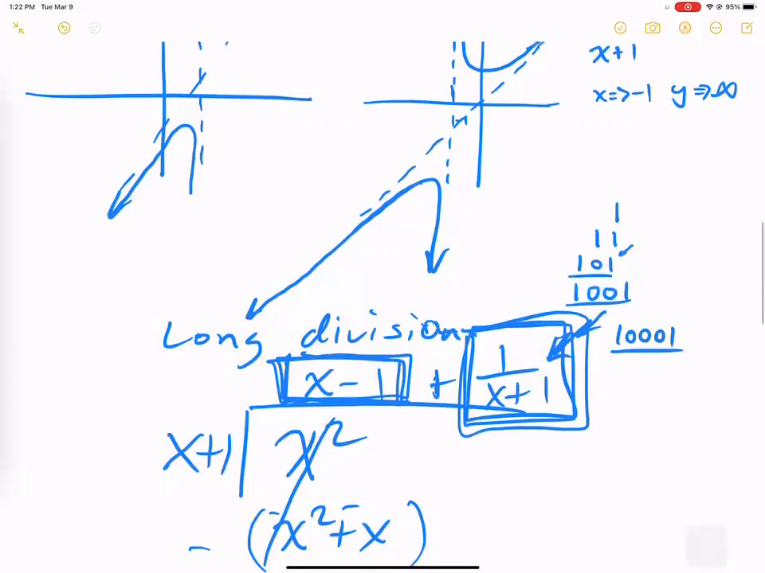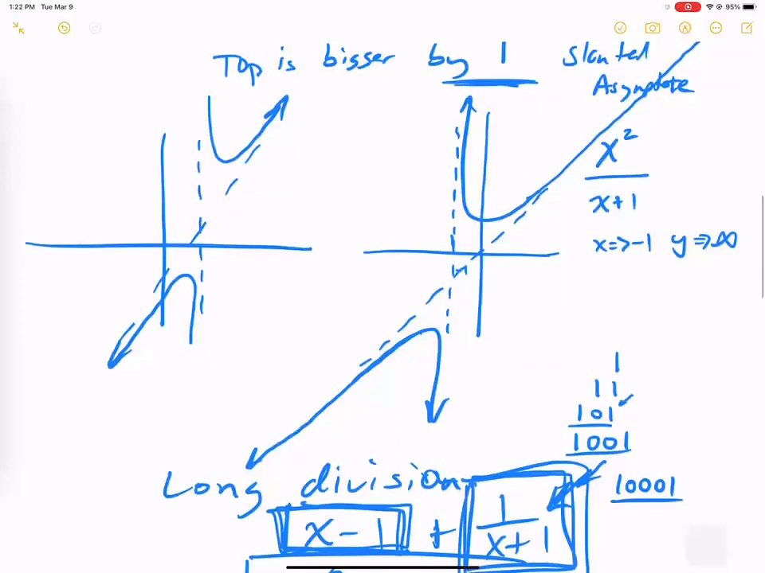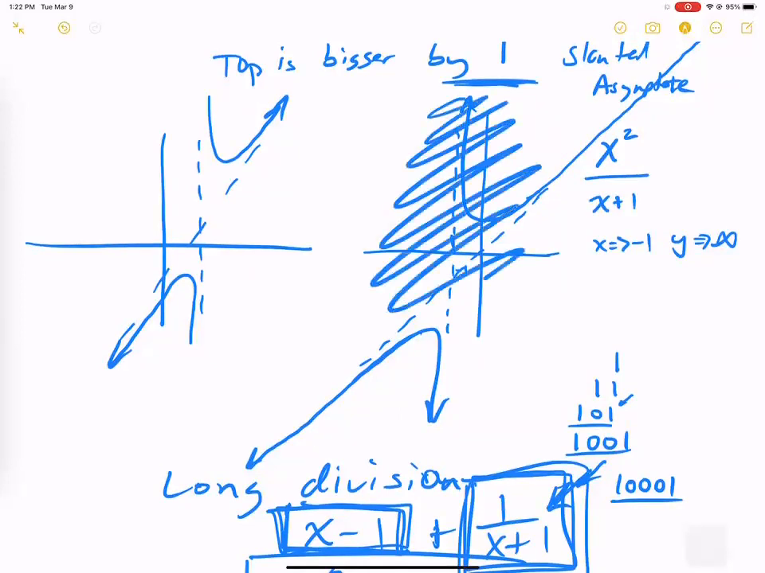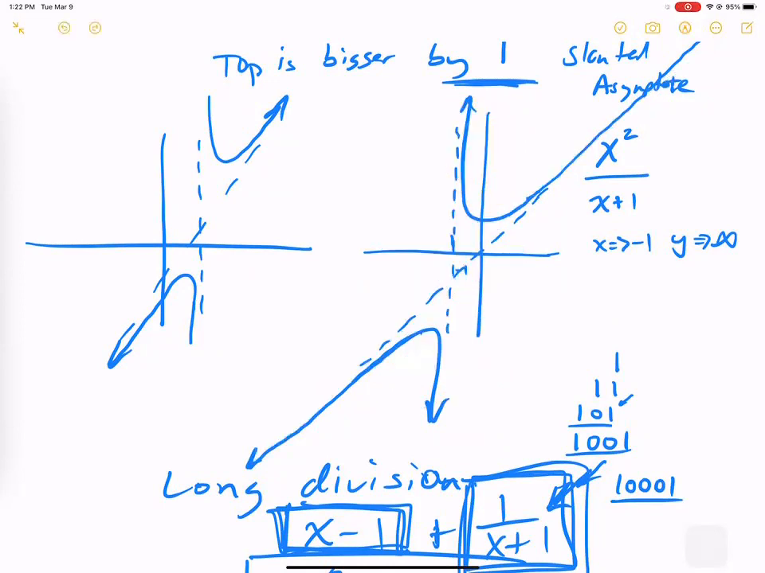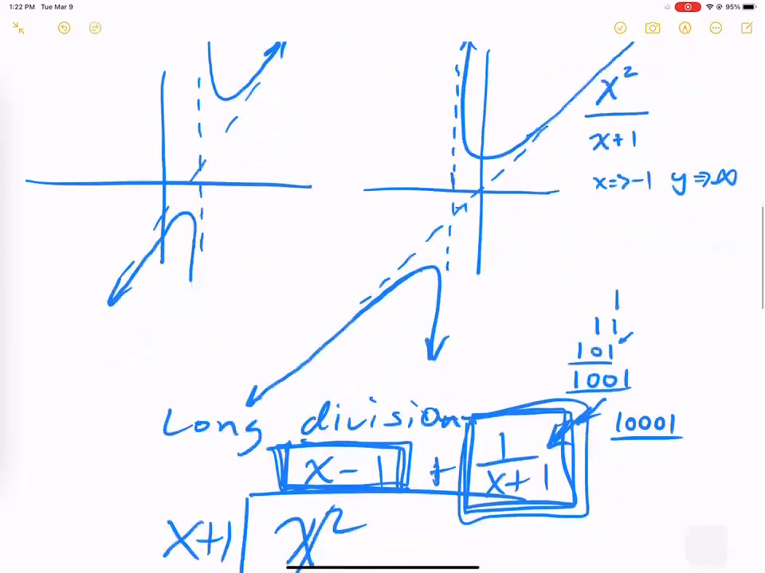And that's this idea of a slanted asymptote. This graph in the middle is mass chaos. By the vertical asymptote, we shove off to infinity, mass chaos. But eventually, that's just the graph of a line, and we become closer and closer to that line. Let's do another example here.